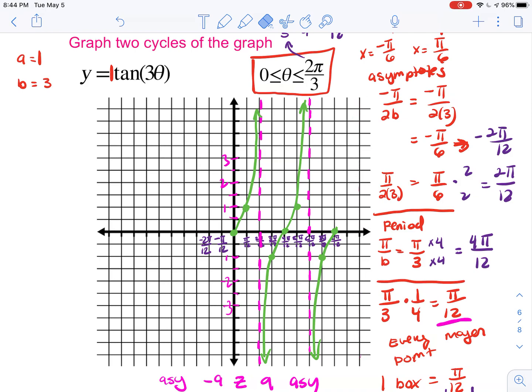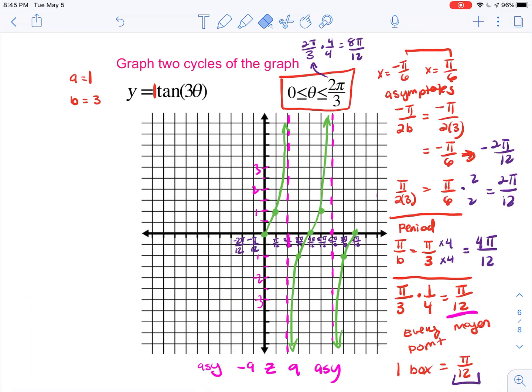So what can I do? Well, I can start erasing. I end here, so that means everything up here I don't need. And this asymptote I do not need. And there you have it. Do we have 2 cycles? Yeah, it is split up, but there are 2 cycles. We have our asymptotes graphed. We have the points graphed.